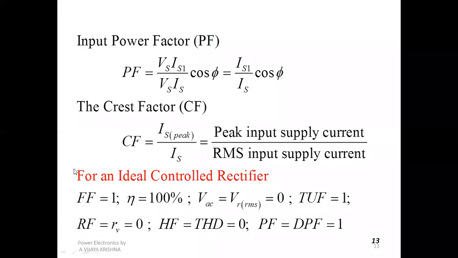RLE loads also, that's why the power factor is to be calculated. Power factor PF is equal to VsIs1 by VsIs. What is meant by Is1? Is1 is the RMS value of the fundamental component of the input supply current. Vs and Is are the supply voltage and current, that is, the secondary winding current and secondary winding voltage of the transformer. Therefore, the power factor is Is1 by Is into cos phi. That is nothing but the input power factor of the rectifier circuit from the input side.